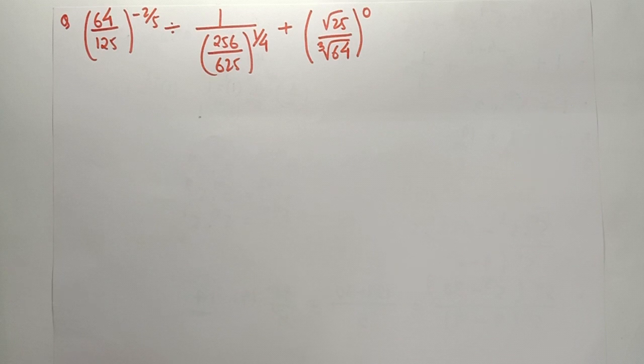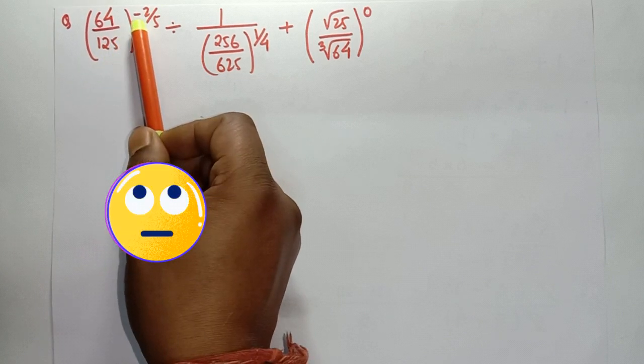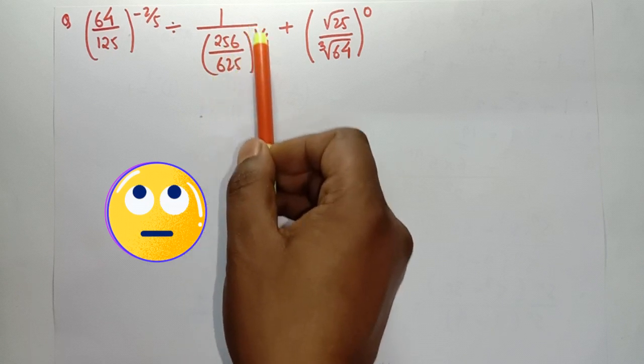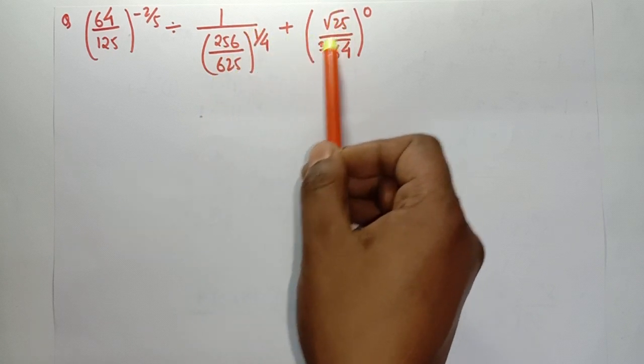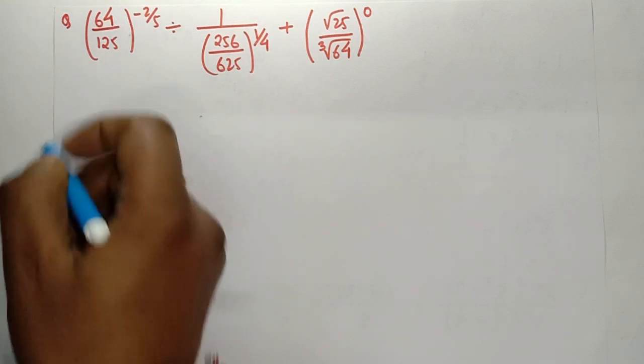So let's start this question. You can see in this question what is given is 64 to the power 1/5 to the power minus 2/5 divided by 256/625 to the power 1/4 plus under root 25 cube root of 64 to the power 0. As you know, anything to the power 0 is 1. So how to solve this type of question?